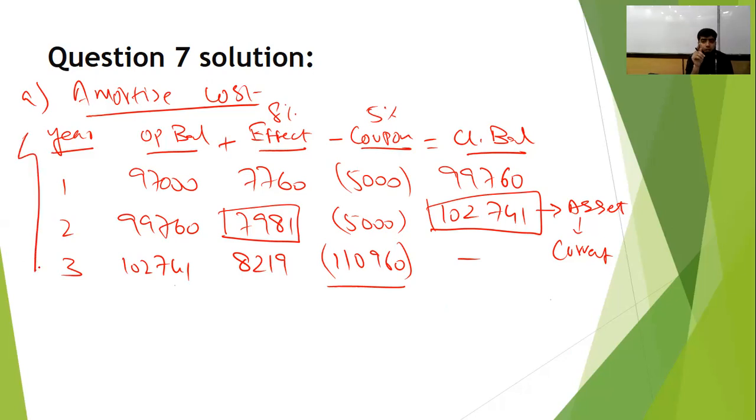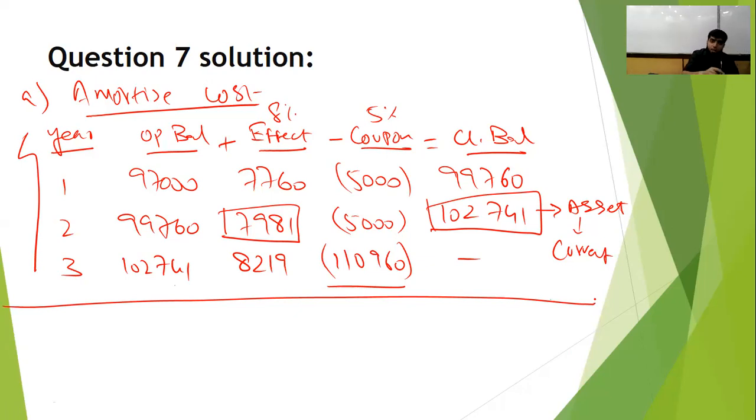I repeat, even though the examiner is not asking for amortized cost, even though the examiner is not asking you to prepare the amortized cost schedule, even though the examiner is not requiring you to give the amount of amortized cost, P&L or anything else, still you have to prepare this table. Why? I will give you the reason. But first of all, we will prepare another table, which will be completely based on the amortized cost. Let's have a look at it.